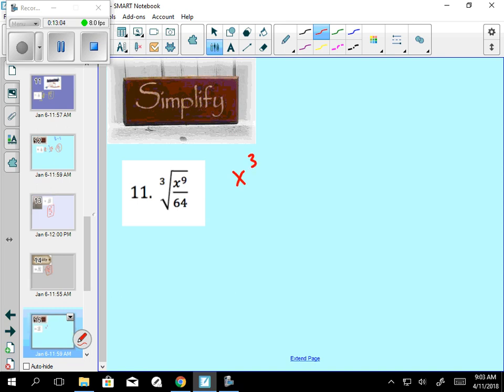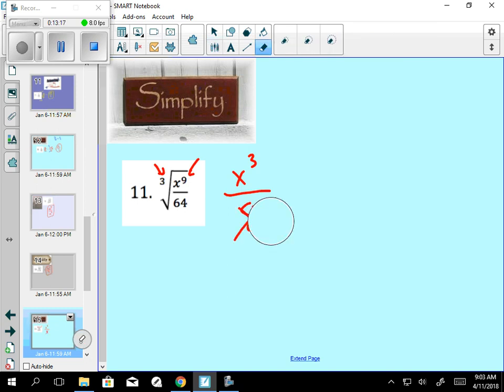Remember, we kind of want to divide these. You want to divide that one by that one. Cube root of 64. Now this one's tempting to put 8, but don't do it because that's the square root of 64. This one's the cubed root of 64. You got to think what number times itself 3 times would equal 64.